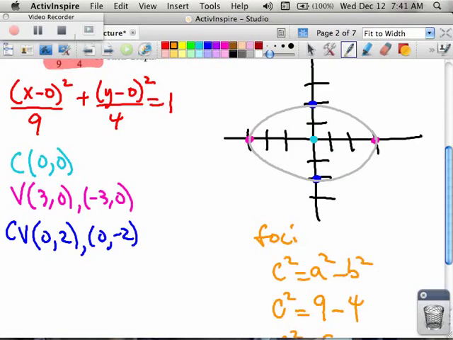Now I don't know the exact value of the square root of 5, but I know it's a little bit more than 2 since the square root of 4 is 2. So if I go a little bit more than 2 in the x direction from my center, I'm about here. And if I go to the left, I'm about here.